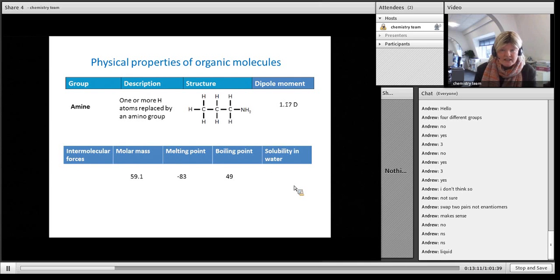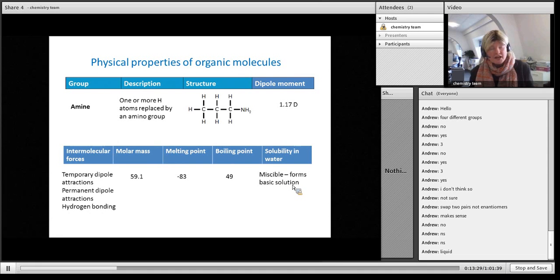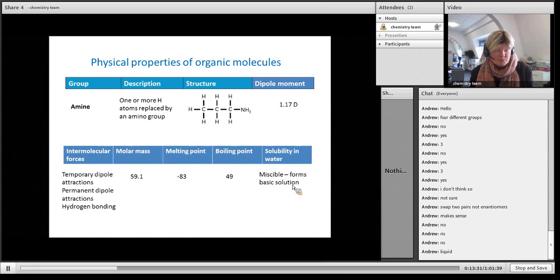Amines, you can see it's also got a dipole moment, and it can do hydrogen bonding because of that NH2. So it's going to be soluble. And this is a key thing. It's soluble and makes a basic solution. It's really important for you to remember, because that's one of the things of how you can distinguish it, because you can use litmus to test it. If the litmus turns blue, the only organic functional group you know of that is basic is an amine. So very important one. And again, it's a liquid.